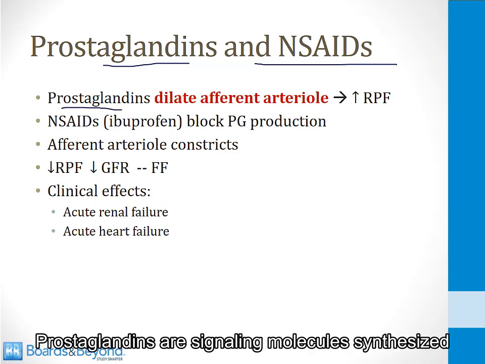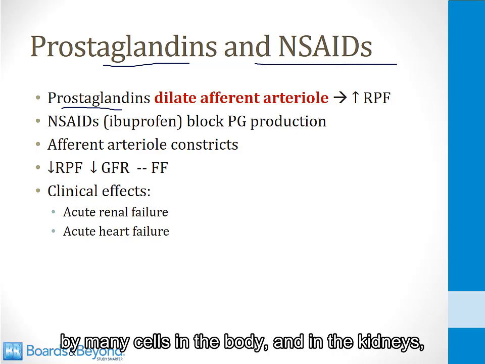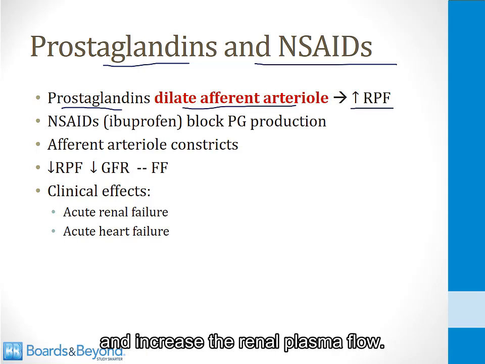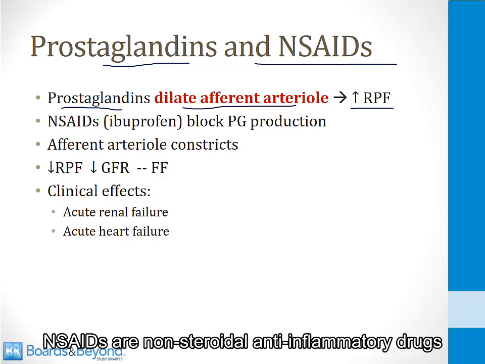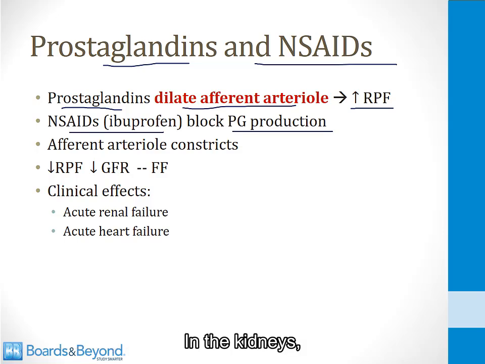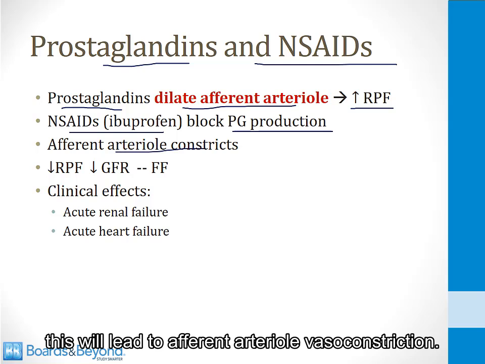Let's talk about the effects of prostaglandins and NSAIDs on renal physiology variables. Prostaglandins are signaling molecules synthesized by many cells in the body, and in the kidneys, prostaglandins are used to dilate the afferent arteriole and increase the renal plasma flow. NSAIDs are non-steroidal anti-inflammatory drugs like ibuprofen, and they block the production of prostaglandins. In the kidneys, this will lead to afferent arteriolar vasoconstriction.